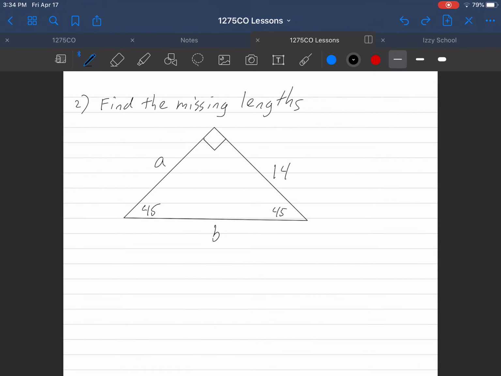Now let's look at this, right? The right triangle is kind of switched around a little bit, turned a little bit. But again, we're not looking at bottom and left and top. We're looking at opposite certain angles, right? So this 45-degree angle has a measure of 14 units opposite that. That means A on the other side is going to equal 14 as well because it is opposite that 45-degree angle.